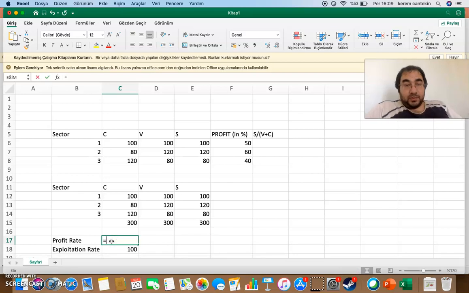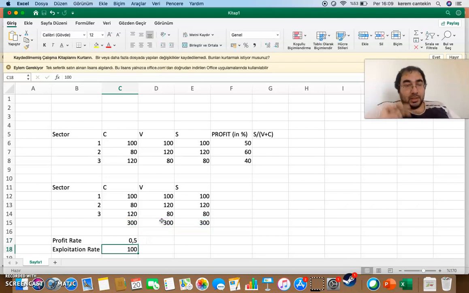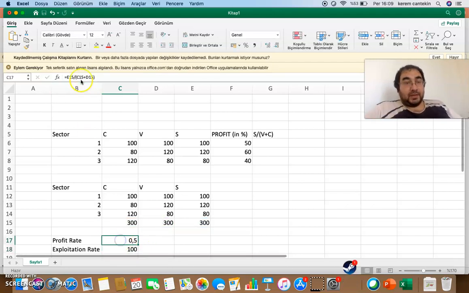The calculation of the profit rate will be the same. We divide total surplus value by the sum of total constant capital plus total variable capital in all sectors. So it is 50%.